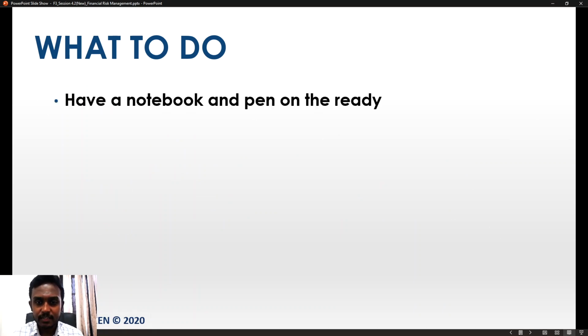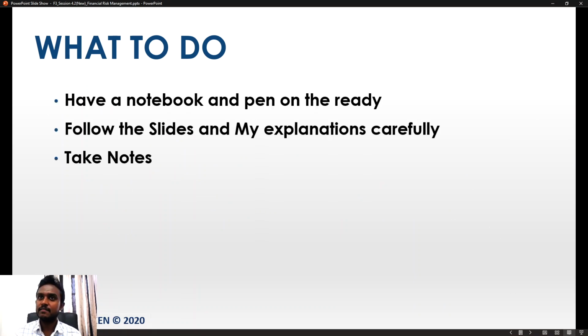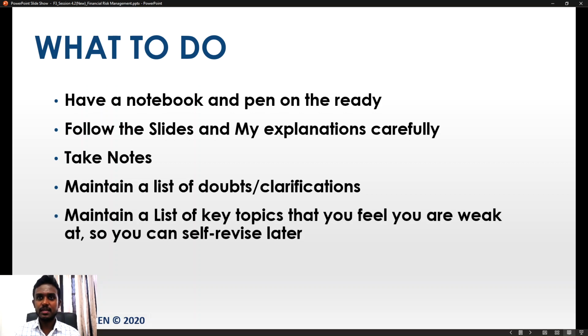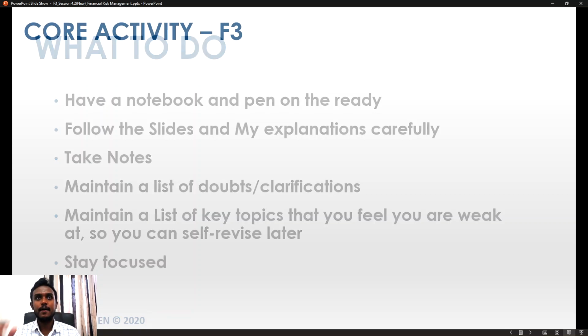So before we get started, a gentle reminder, please have a notebook and pen at the ready. Do follow the slides and my explanations carefully, take down notes, and maintain a list of doubts, clarifications, and a list of key topics that you feel you're weak at, so you can definitely self-revise later and ensure that you stay focused. In addition to that, related to taking down notes, if you feel like there might be certain tools that you could use, maybe the notes can be a little bit thorough. Let's get started.